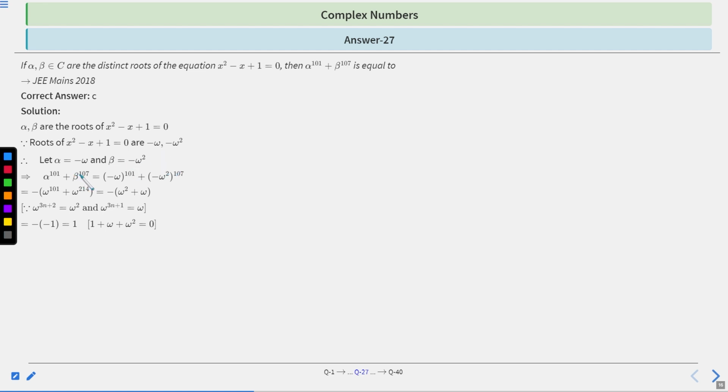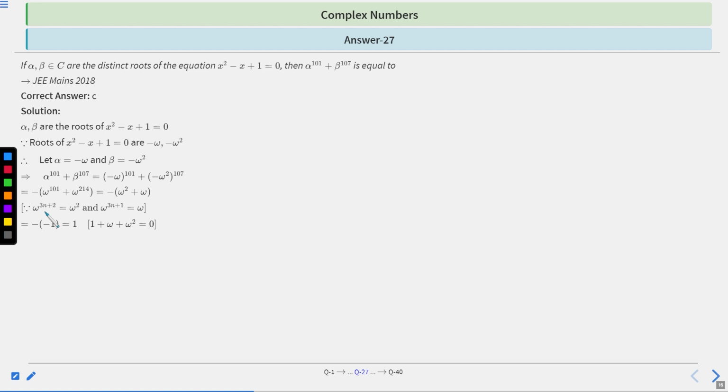Now let's put alpha and beta in place in this expression. So put alpha as minus omega and beta as minus omega square. So minus omega to the power 101 plus minus omega square to the power 107. Let's take minus as common. So it will be minus of omega to the power 101 plus omega to the power 214.